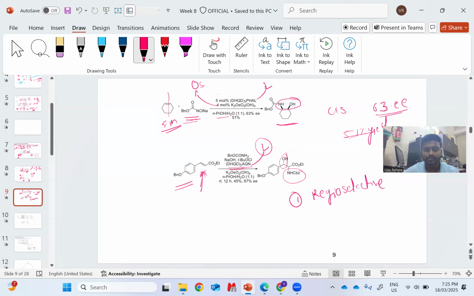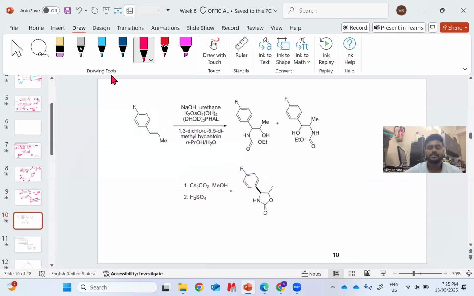So this is regioselective, also stereoselective, right? You can see with this example, regioselective addition takes place across the double bond. Also the stereoselective addition of the hydroxyl as well as amino group takes place across the double bond. Further examples you can see here.